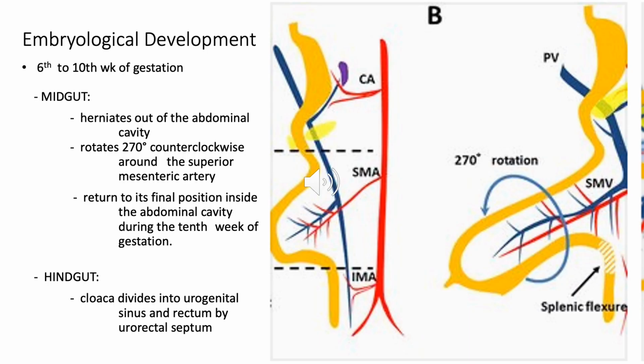During the sixth week of gestation, the midgut herniates out of the abdominal cavity and then rotates 270 degrees counterclockwise around the superior mesenteric artery to return to its final position inside the abdominal cavity during the 10th week of gestation. During this age of gestation, the distal most end of the hindgut, or the cloaca, is divided by the urorectal septum into the urogenital sinus and the rectum.